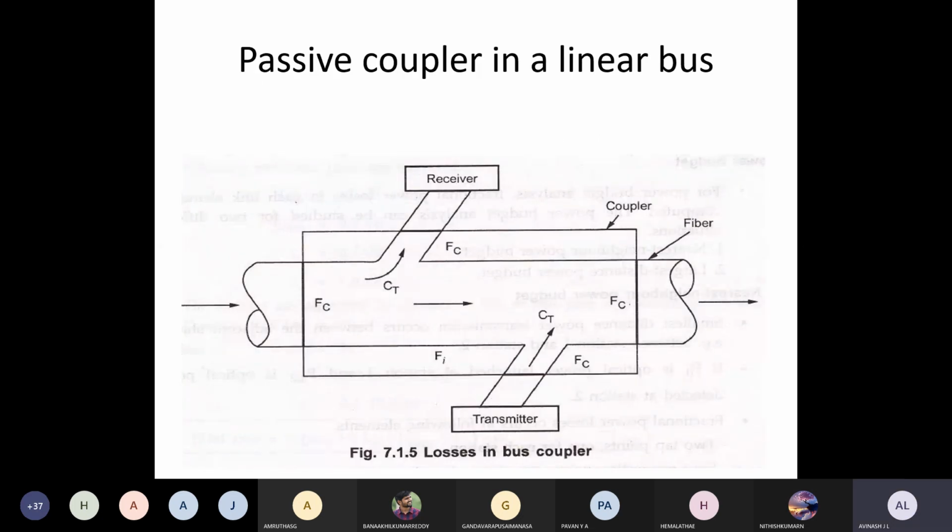Once you've done this, I can write this particular diagram, all of you. Losses in the bus coupler. I can write the power which is transmitted and the power which is received. Take down this diagram. Later we'll explain what the different parameters are that come into the picture and what the equations related to them are.